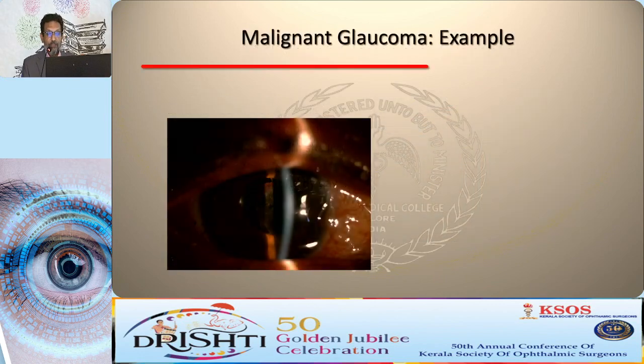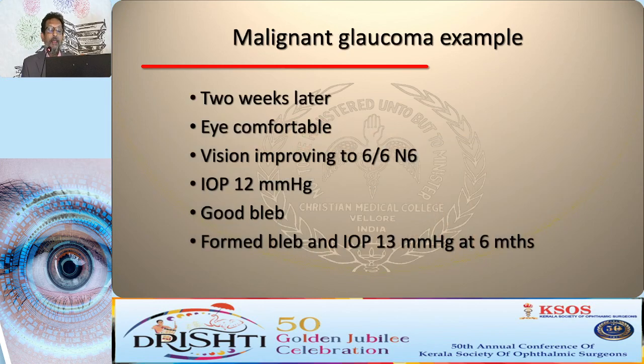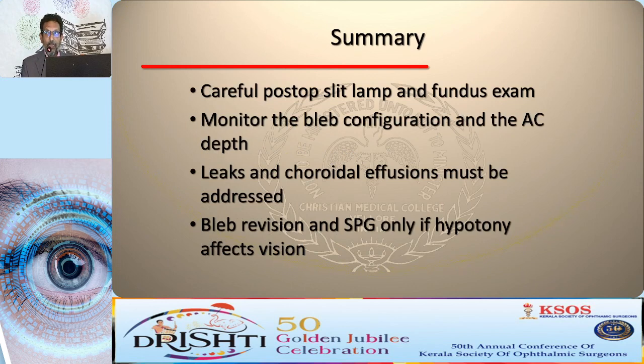And here's one such case which started off with a 0 pressure, was brought to me with an 8 pressure, but had malignant glaucoma, for which I had to intervene, and had a good result. So the summary of this is that a careful post-op slit lamp examination is needed. Monitor the bleb configuration, and leaks and choroidal effusions must be addressed, and you do a bleb revision or patch graft only if the hypotony affects vision. Thank you.